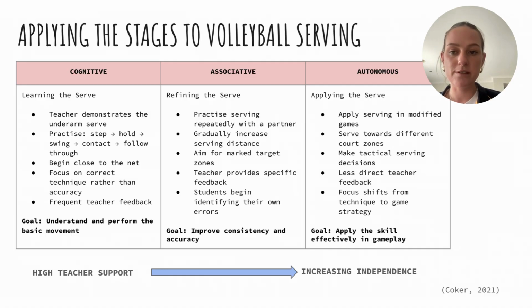As students move into the associative stage, we'd gradually increase the serving distance and introduce target zones. Feedback would become more specific, and we'd encourage students to start recognizing where they went wrong in their own serve. Once a student reaches the autonomous stage, we'd put them into modified games. Instead of thinking about every part of their technique, they can start making tactical decisions like where they want to place the ball. As you can see, along the bottom, our teacher support gradually decreases as the students become more independent.